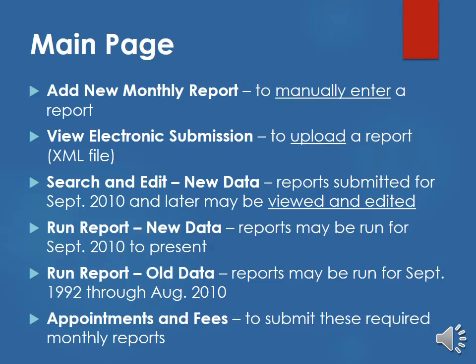The various functions available on the main page are Add New Monthly Report. Click on this to manually enter a report. View Electronic Submission. Click here to upload a report. That's your XML file. Search and edit new data. Click here to view and also edit the reports that have been submitted for September 2010 and later. Run report new data. Click here to run various reports from September 2010 and later.